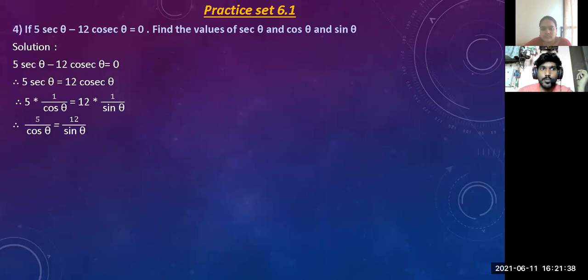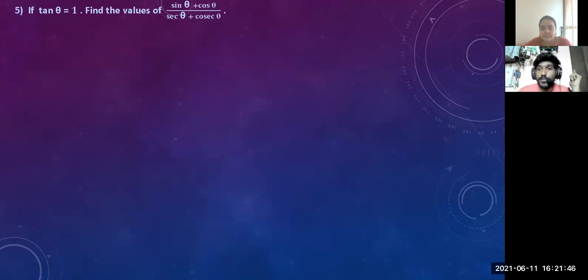Before going for the fifth sum of the exercise, we'll do the sum from the solved examples from the textbook, and then we will come to the fifth sum of your exercise.